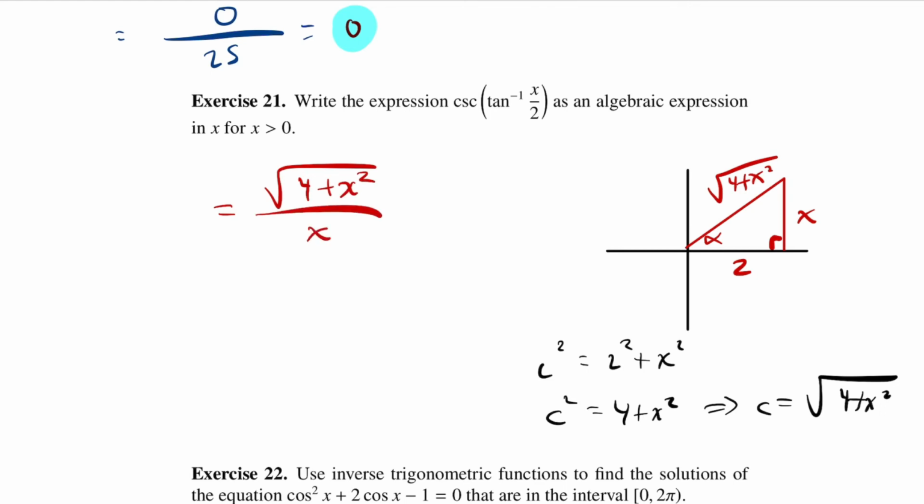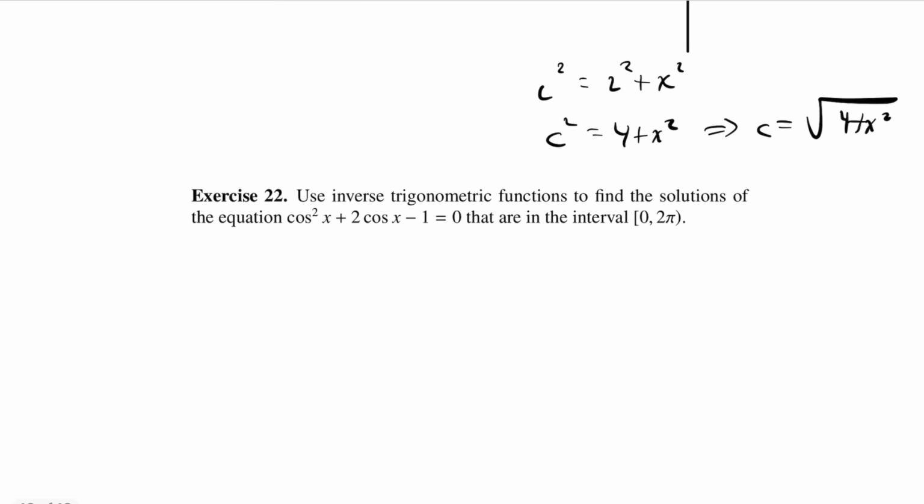All right, the last problem of the section. Use inverse trig functions to find the solutions. So notice that this is a quadratic type of equation that can be factored. And if you factor that, it's going to be cosine of x times cosine of x is going to give you cosine squared. And then in order to get 1, you need a plus 1 and a minus 1. And that is not going to work, actually. So it turns out that this is not factorable. So because it's not factorable, we have to resort to the quadratic formula. All right, so let's do that.